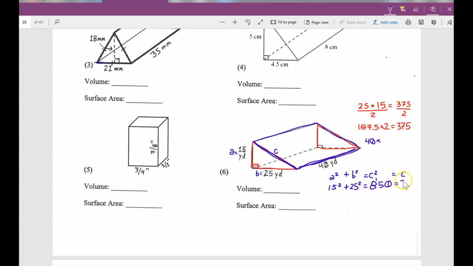We're going to round this off to 29. It's actually like 29 and a little more, but we're just going to call this 29. So now we know both dimensions of this rectangle. We know this is 29 and this is 40. What is 40 multiplied by 29? 40 times 29 is 1,160. All right, not done yet.